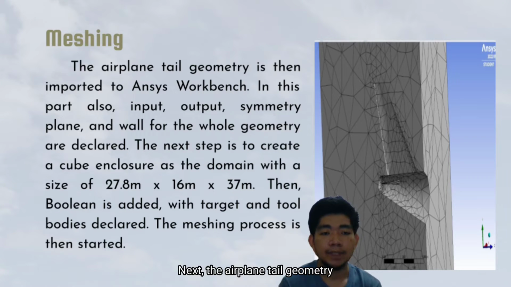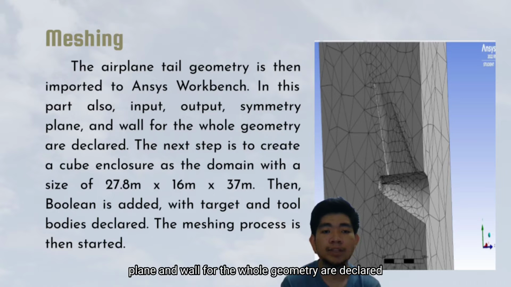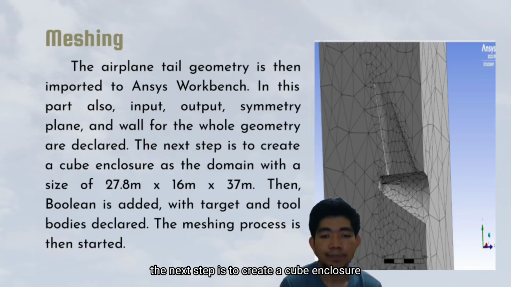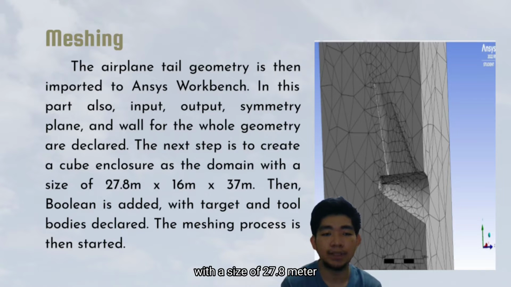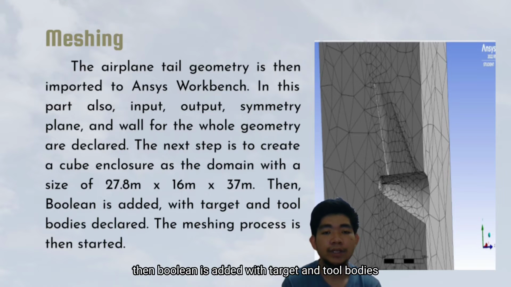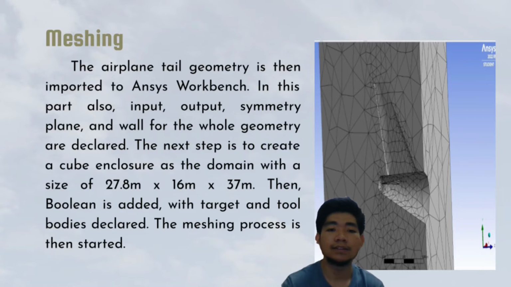Next, the airplane tail geometry is then imported to ANSYS workbench. Also in this part, input, output, symmetry plane and wall for the whole geometry are declared. The next step is to create a cube enclosure as a domain with a size of 27.8 meter times 16 meter times 37 meter. Then, boolean is added with target and tool bodies declared. The meshing process is then started.